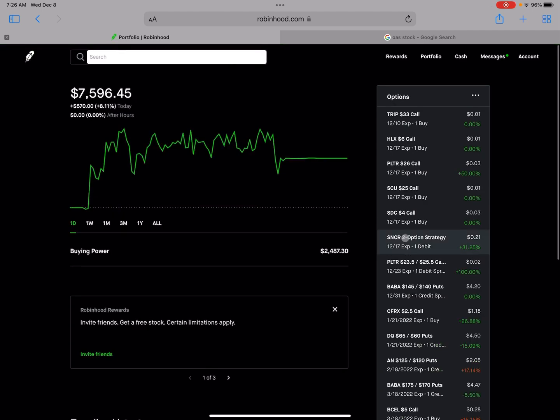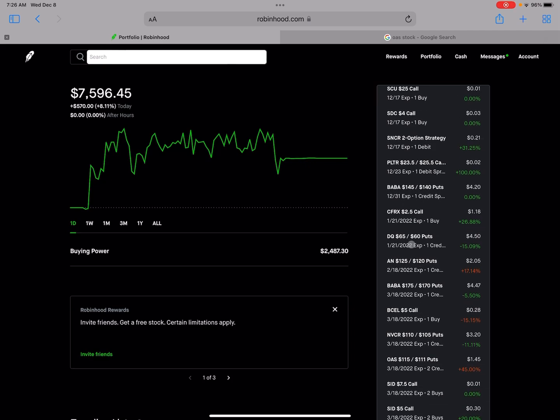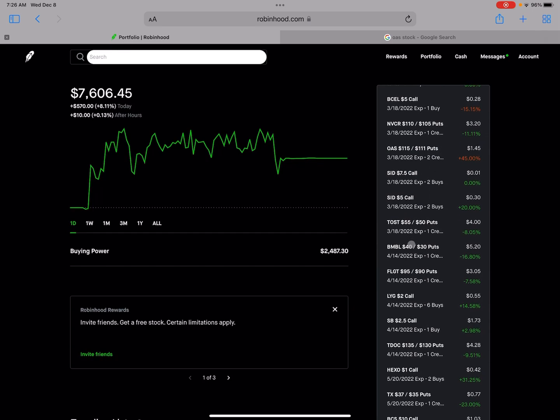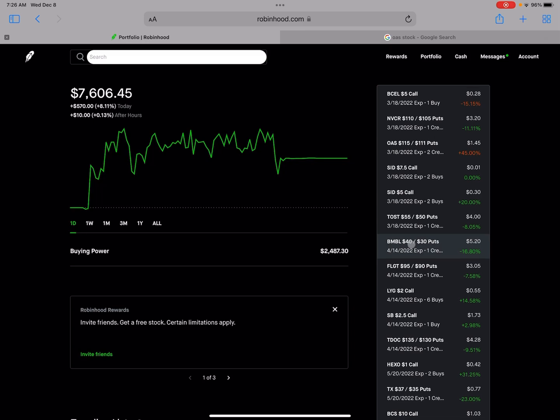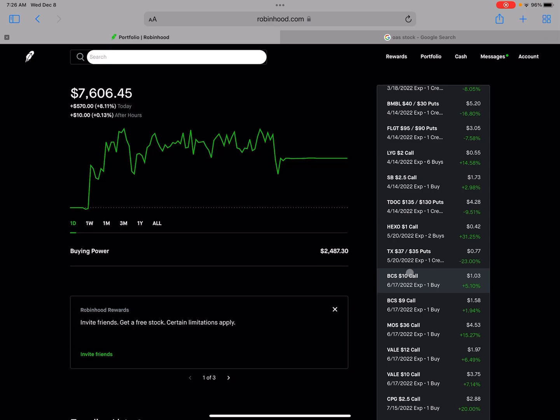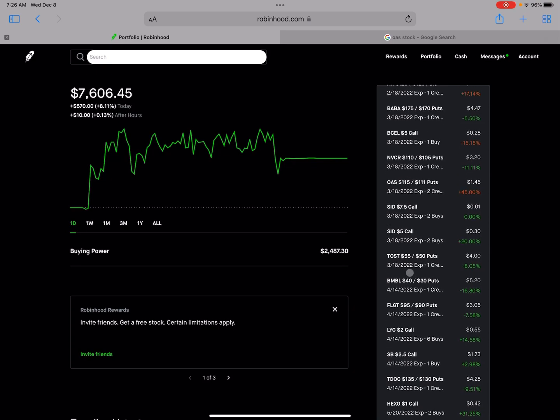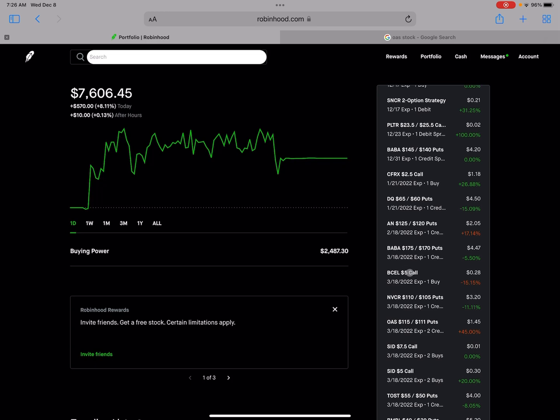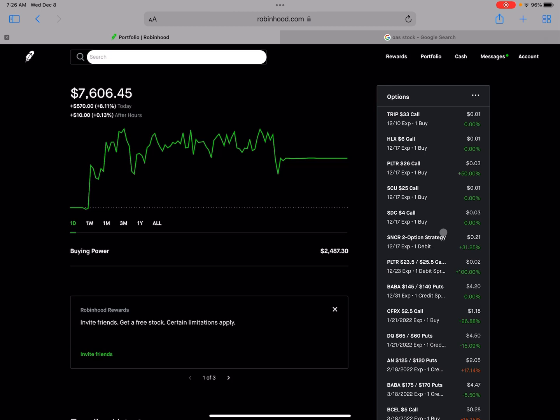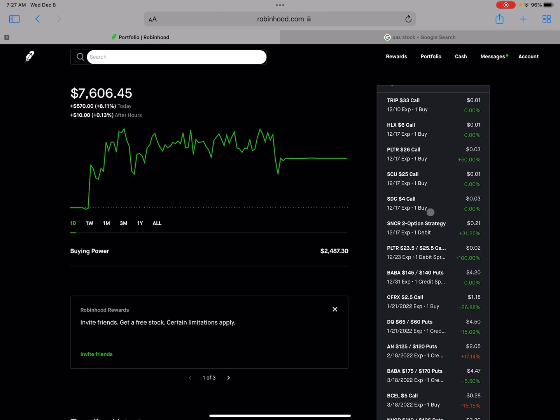Let me see if there's anything else. Let's see. Okay, so I talked about call options. I talked about put credit spreads. As you can see, for the most part, most of my positions are just put credit spreads and call options, real simple. So I think we're just going to start with that. Later on, I'll show you some of my other spreads with iron condors and all that. But for now, we'll just talk about these two.